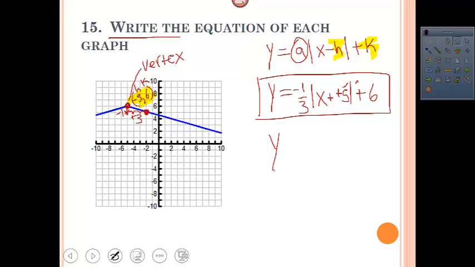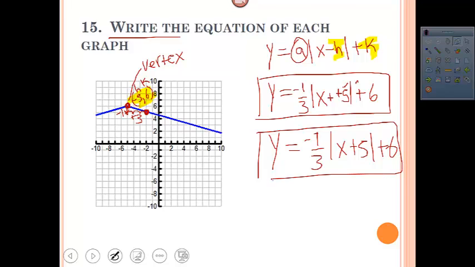Now if you want to clean this up a little bit, -1 over 3 or 1 over -3, absolute value of x plus 5 plus 6, that's fine as well. I'll accept either or.